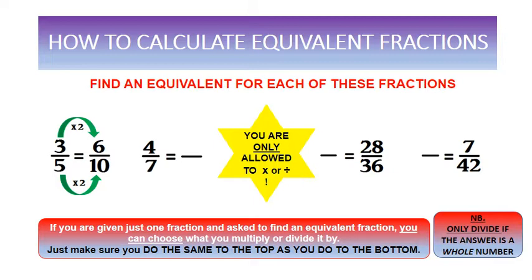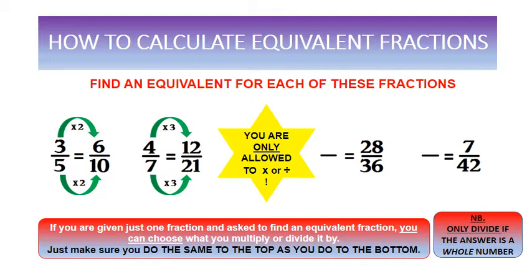This time I'm going to start with the denominator. It really doesn't matter as long as we do the same to the top as we do to the bottom. So now I've chosen to multiply the denominator by 3. So 7 times 3 is 21. I simply do exactly the same to the numerator. So I say 4 times 3 is 12. So again, reading across from side to side. So 12/21 is an equivalent fraction for 4/7. Now let's move on to the next one.